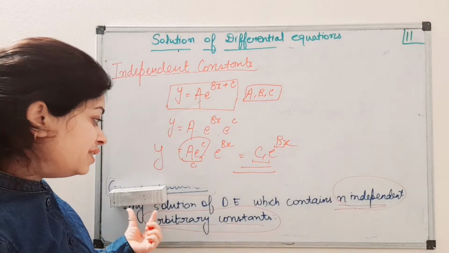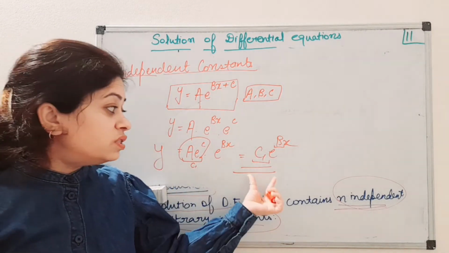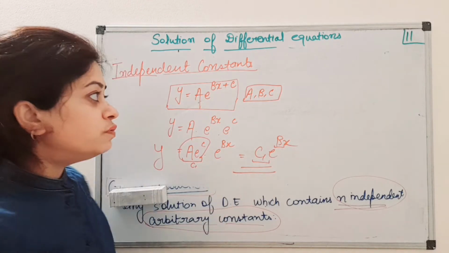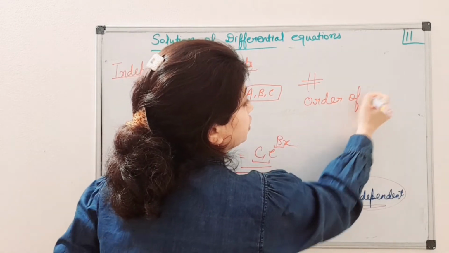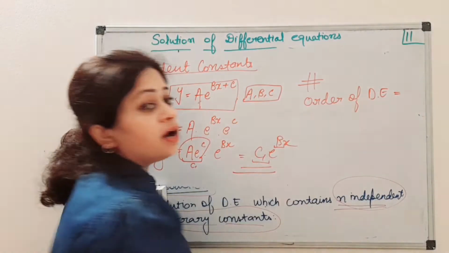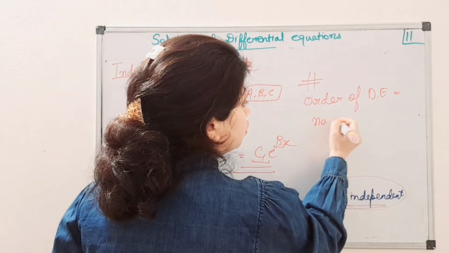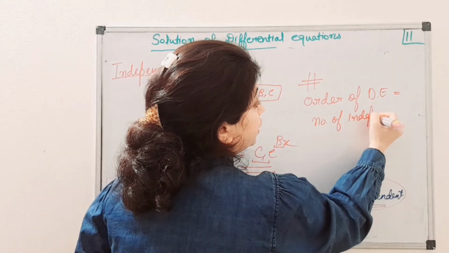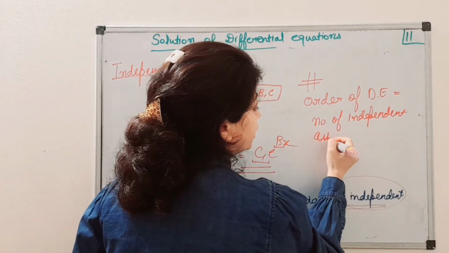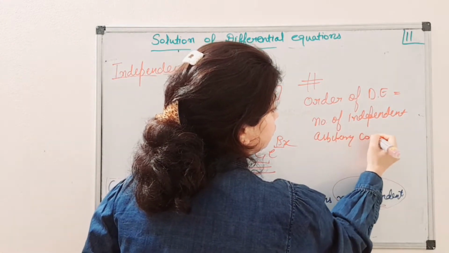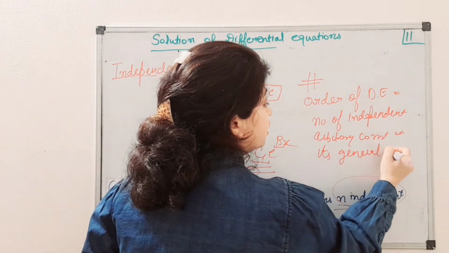So this is the general solution of a differential equation. What is a general solution? It contains independent arbitrary constants, constants which should not be reducible. Because we have a short trick here: the order of a differential equation, if we need to find it, is equal to the number of independent arbitrary constants in its general solution. This is a short trick.